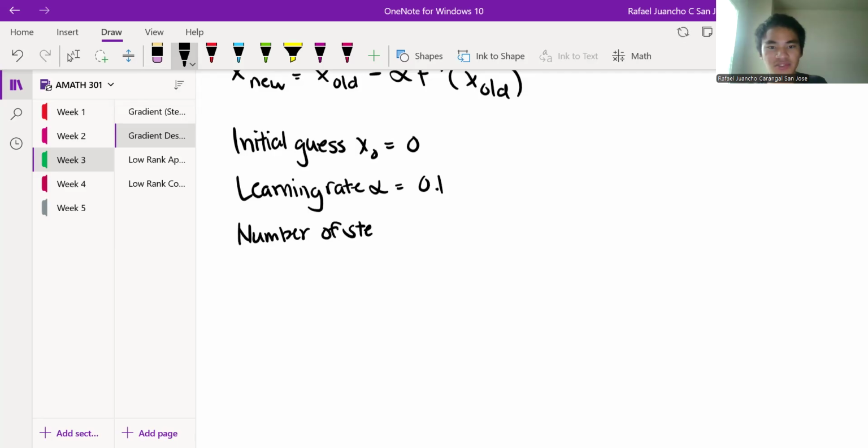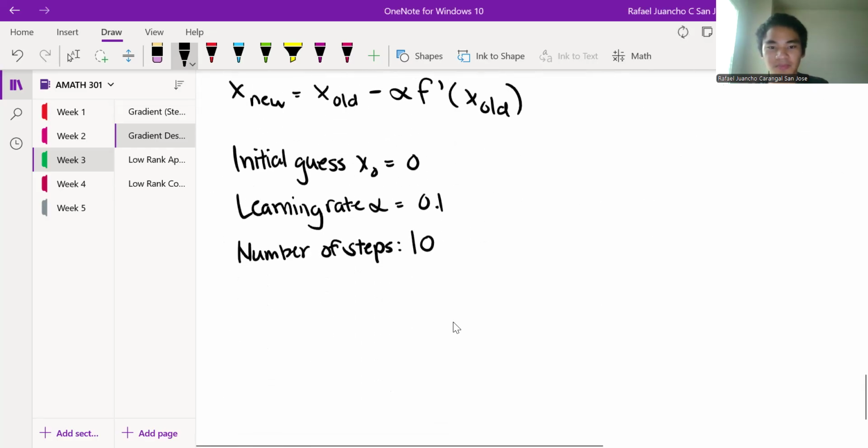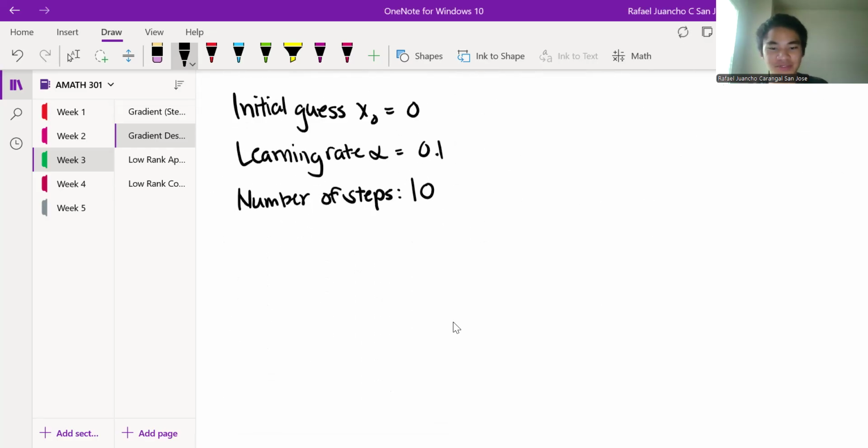So how many steps? That's 10. Why is it 10? I'm going to show you in a bit. So maybe let's do some manual iterations. Here I'm not going to use code, right? I'm going to manually iterate this thing.